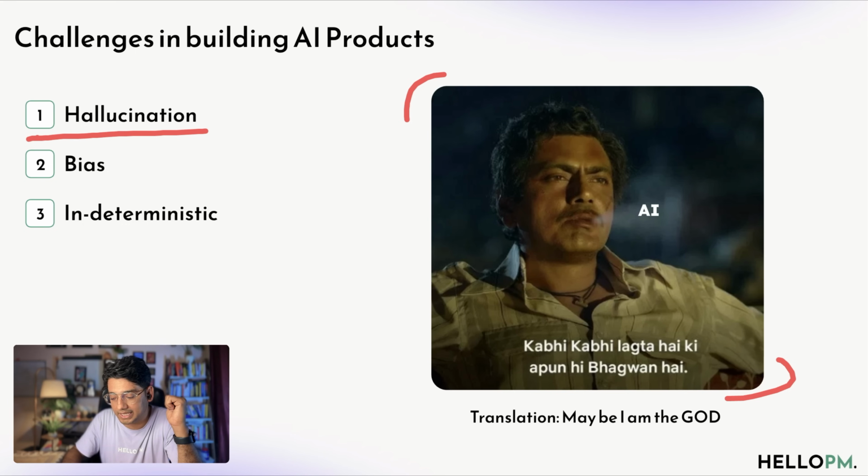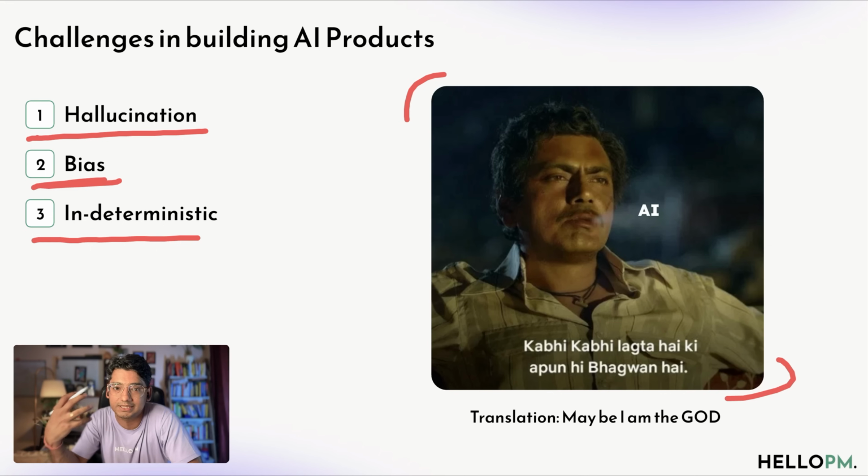The second is AI is going to have a lot of biases. Okay, based on the data that it has been trained on, it can have some kind of biases. And the third is it is indeterministic. You do not know whether it is going to output the things in the same format or not. Okay, so it is very indeterministic.